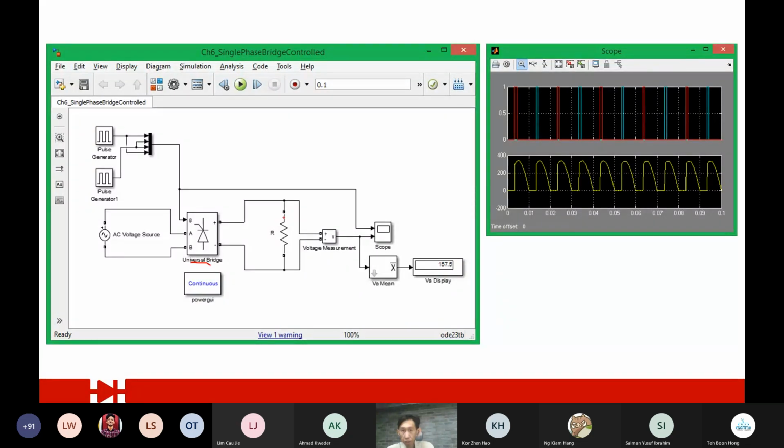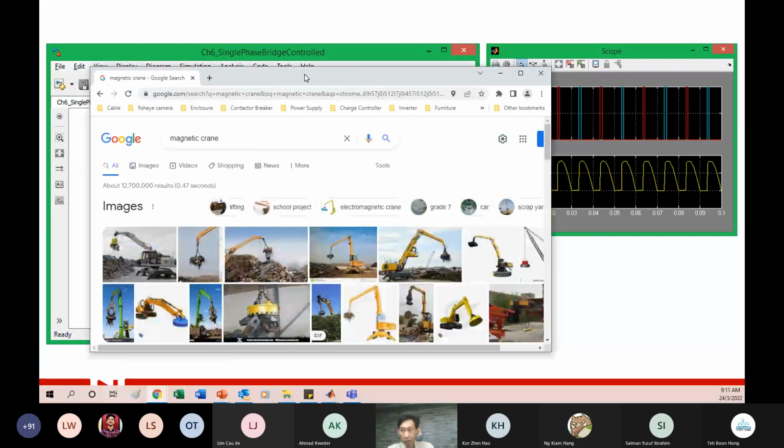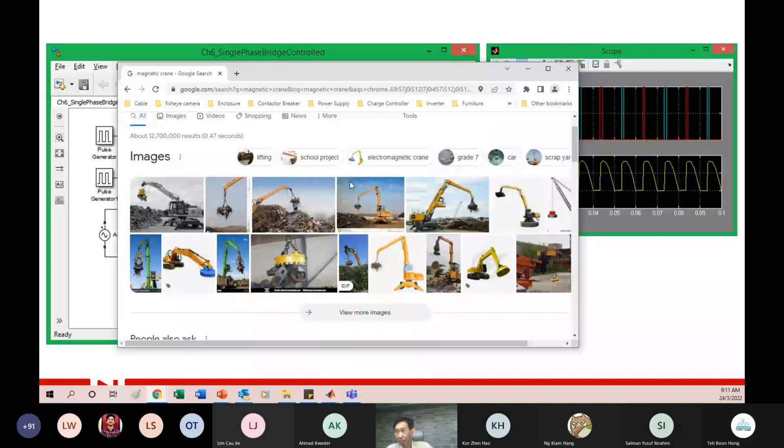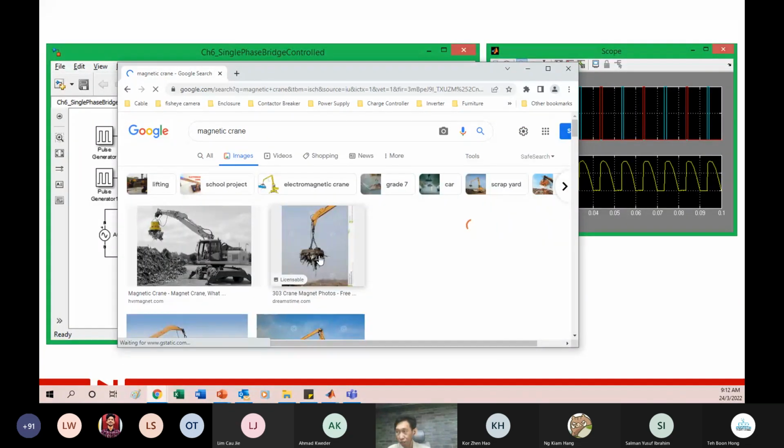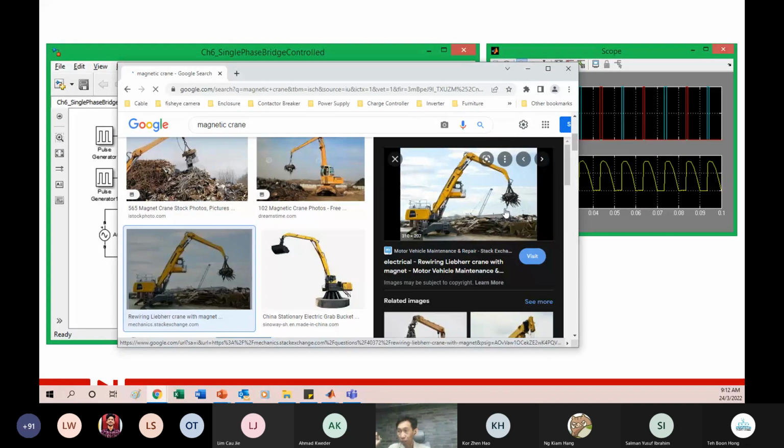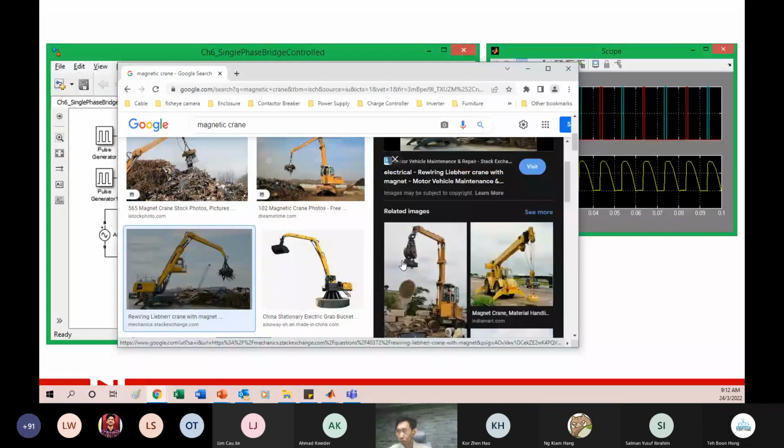One of these examples, but we don't really see it in Malaysia. This one, magnetic crane. Okay, these are all magnetic crane. How strong you want the magnet to actually suck, you have to control. So it's high power stuff. All these are magnetic cranes.